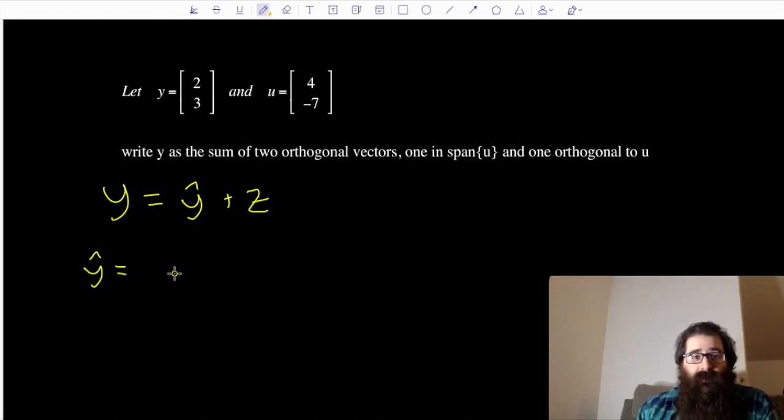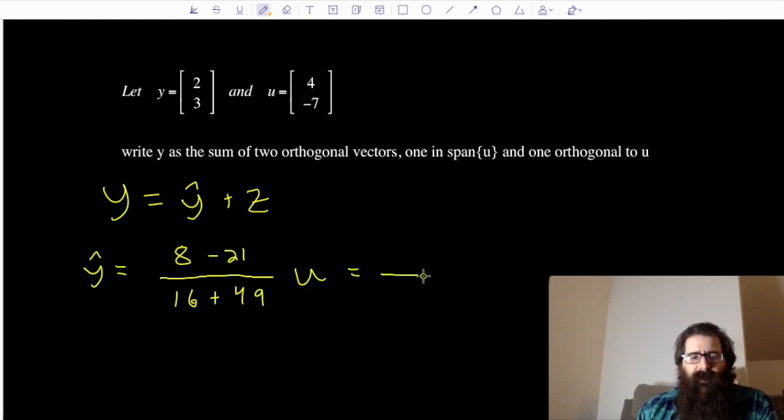So y hat is going to be y dot u over u dot u times vector u. And let's find those dot products. Y dot u goes on top. 2 times 4 gives me 8. 3 times negative 7 is going to give me negative 21, divided by u dotted with itself. So then 4 times 4 is going to give me 16, plus negative 7 times negative 7 is going to give me 49 times vector u.